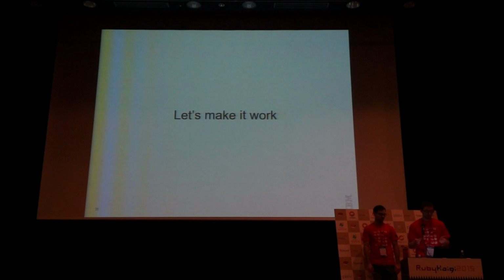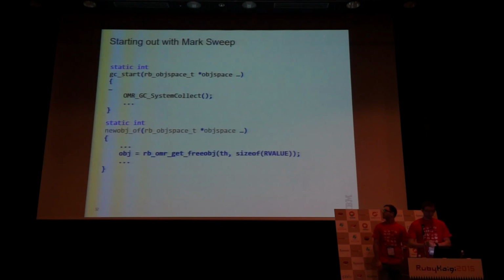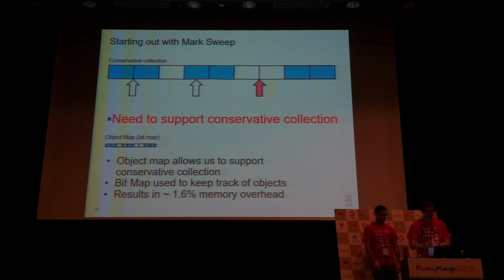Okay, so let's start small. Let's make it work. Let's get a simple, single-threaded mark sweep implementation of our GC into Ruby. These are some examples of code changes you need to make. In places where you kick off a Ruby GC, you instead kick off an OMR GC. Where you'd allocate a Ruby object, you instead use OMR's allocator to get that memory. With a few more hookup points like this, you've almost plugged in the OMR GC. However, OMR's heap is not slot-oriented like Ruby's, and because of this, we needed a way to support conservative collection. So we added an object map to indicate the beginning of valid objects.